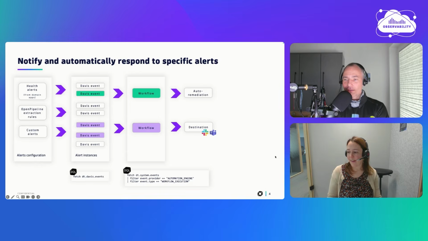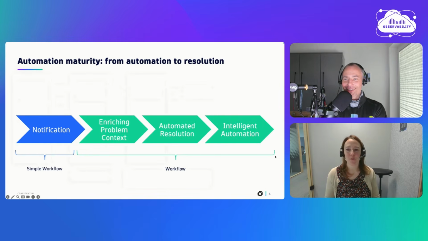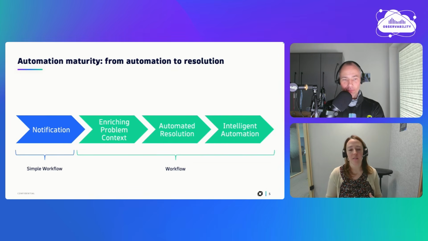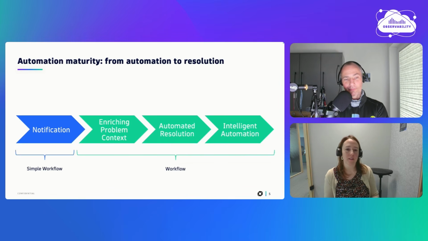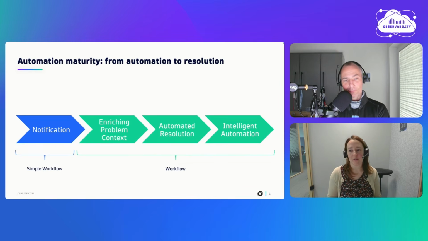Great. I have two last slides before we close. So again, a reminder that the first step when you are setting alerts and notifications is, of course, the notification. Make sure the issue is visible. It gets to the team on Slack, email, or through ServiceNow. But the real magic is, of course, in automation and in intelligent automation. So we see different levels of automation maturity that teams go through. And the first step is the notification.